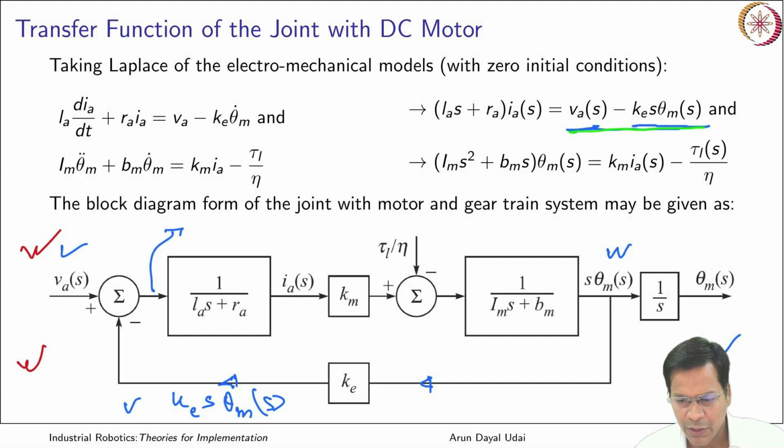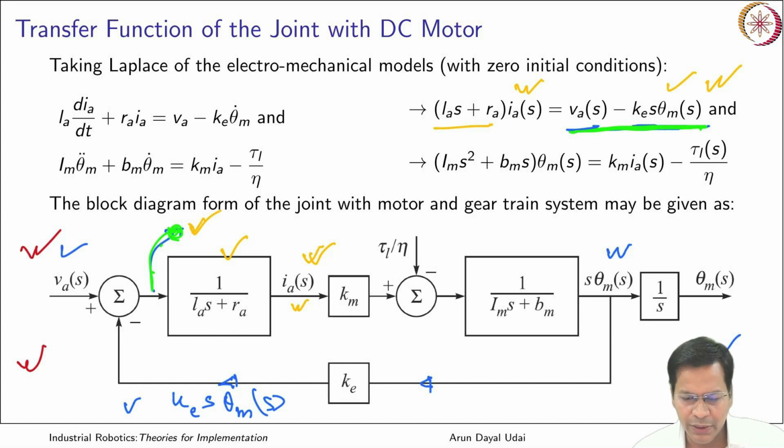I'll just mark them here. So this value is visible here. This into this gain: the value which is here into this gain should be equal to this. That is what is written here. So if you multiply the value which is here by 1 by (L_a s + R_a), 1 by (L_a s + R_a) gives me I_a(s). So that is I_a(s). So you have understood how this equation is put to the variables which are lying in this line.